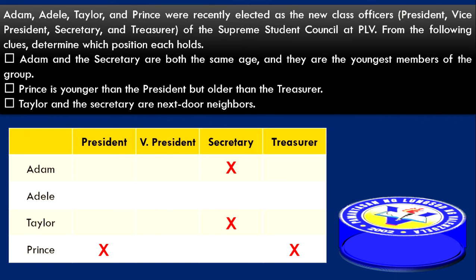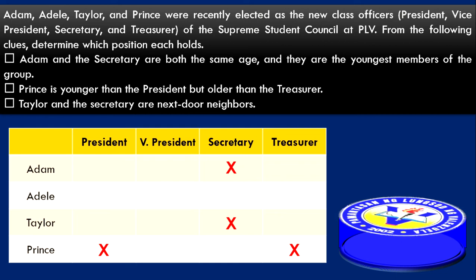Okay, now let's focus on the statement that Prince is younger than the president but older than the treasurer. So let's start first by identifying the position of Prince. Prince can be the vice president or the secretary. So the clue we know about Prince is that he is younger than the president, but he is older than the treasurer.